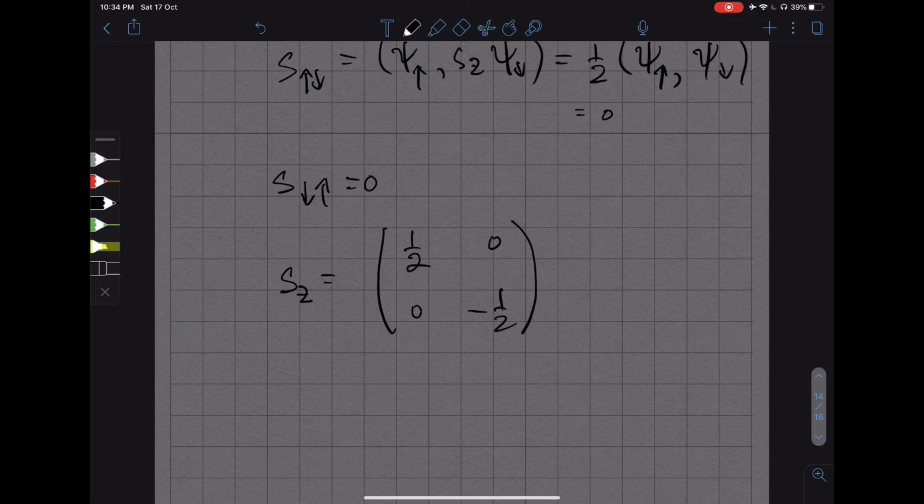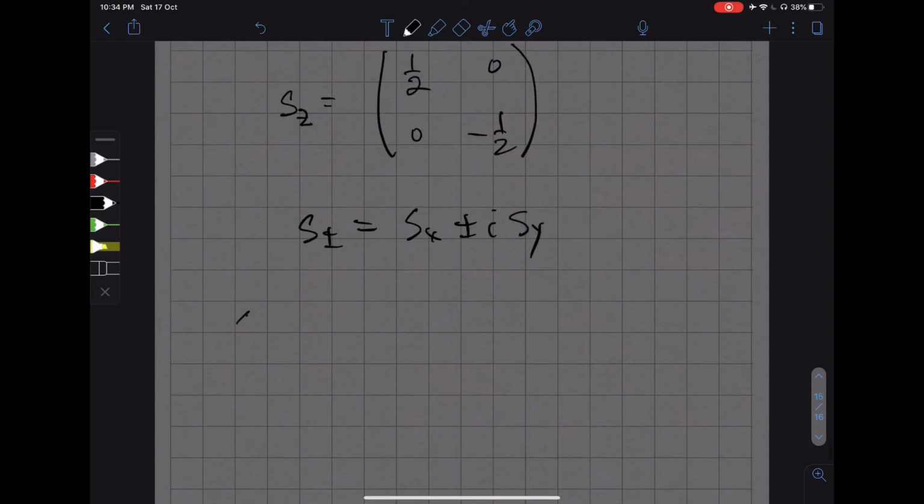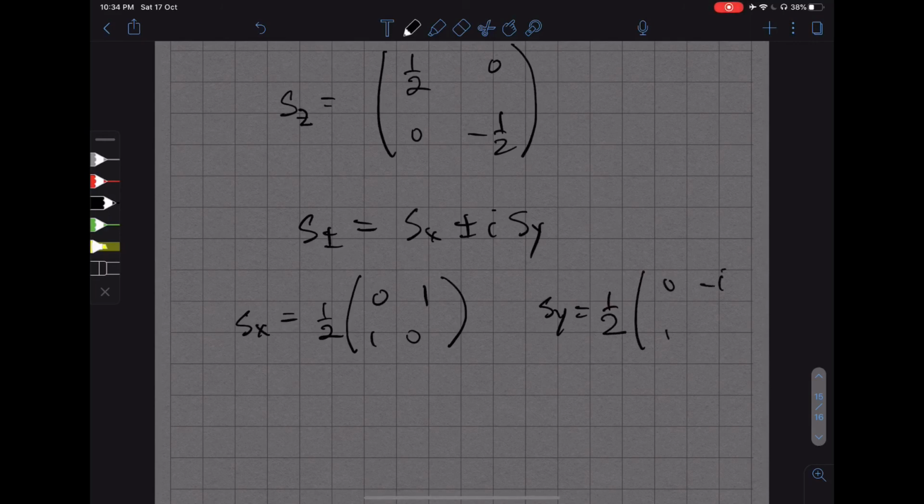Similarly, using the fact that S plus minus is Sx plus minus i Sy, you can show that the Sx operator is half times the matrix 0, 1, 1, 0, and the Sy operator is half times the matrix 0, minus i, i, 0.